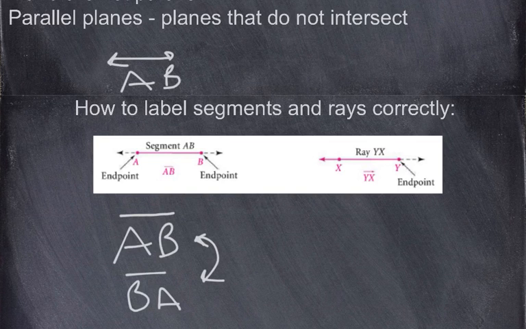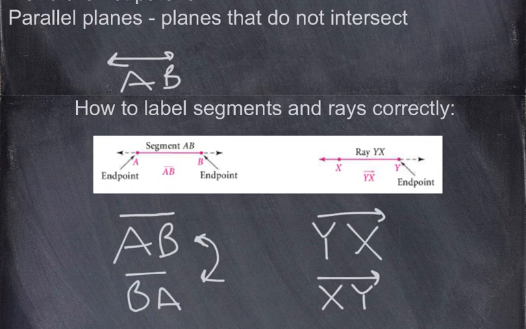But the ray, on the other hand, you have to be clear on where your starting point is. Where is the one endpoint? So if I want to say the endpoint is at Y, it's going to go infinitely through X. So I'm always going to draw my arrow to the right. Okay, so again, starting at Y, going through X. That is very different from X going through Y, because what that would signify is your X is your endpoint and it's going infinitely through Y. That's what this one would be. So for a ray, the order does matter, which one comes first, depending on where the endpoint is.